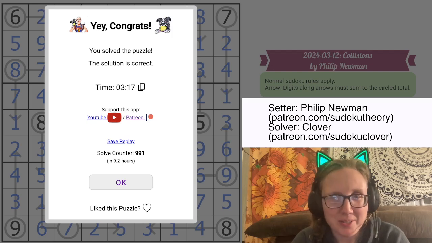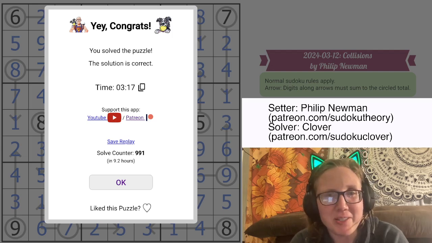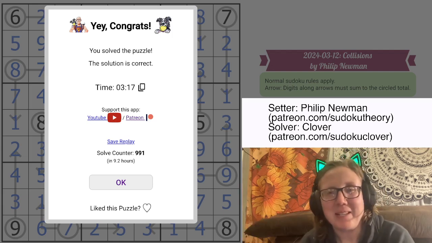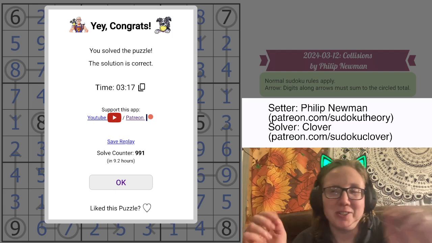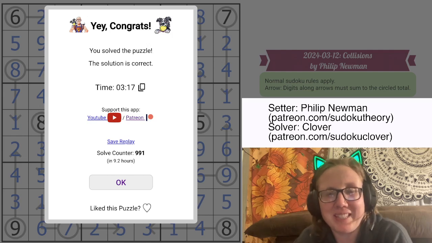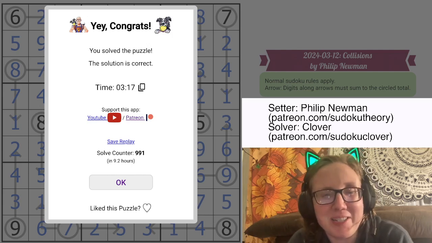And that's how you solve Philip Newman's Collisions. I hope you enjoyed that. I thought that was a really elegantly designed puzzle. I enjoyed traveling clockwise around the grid, but taking these occasional little digressions into the middle of the grid to make more progress elsewhere. I thought that was a really elegantly designed solve path, and I enjoyed that one.